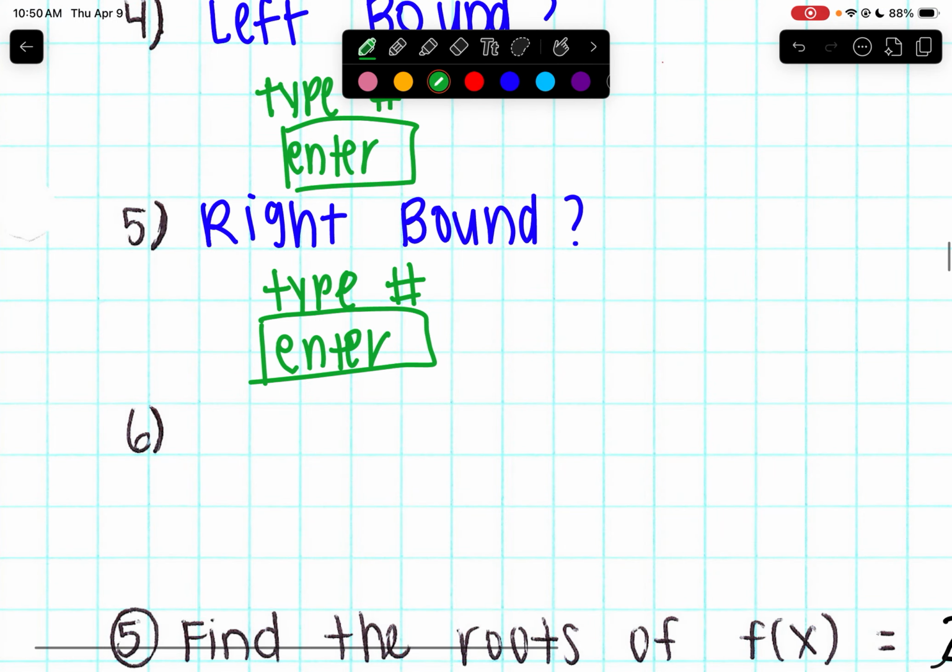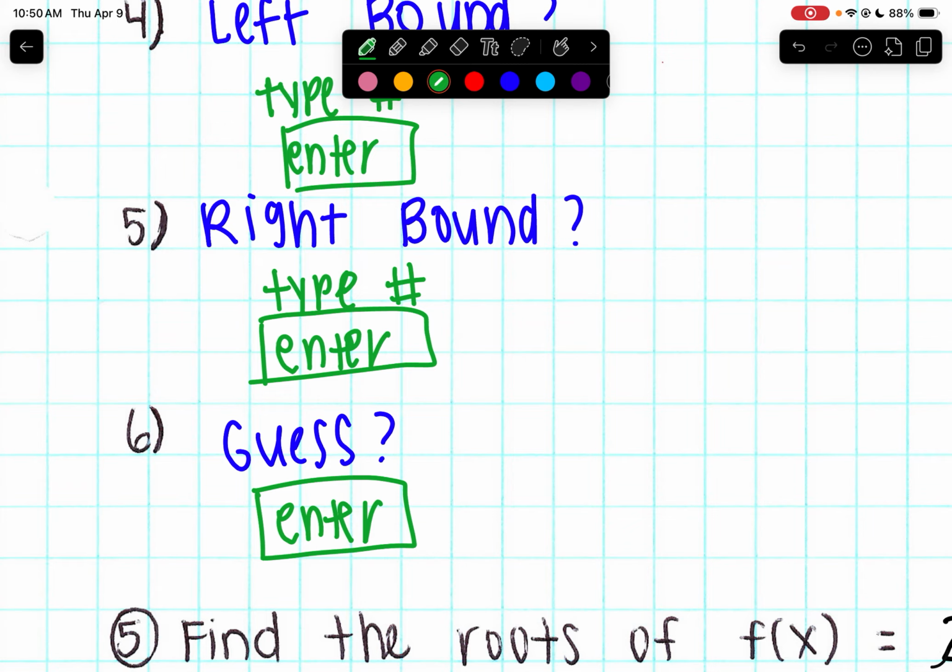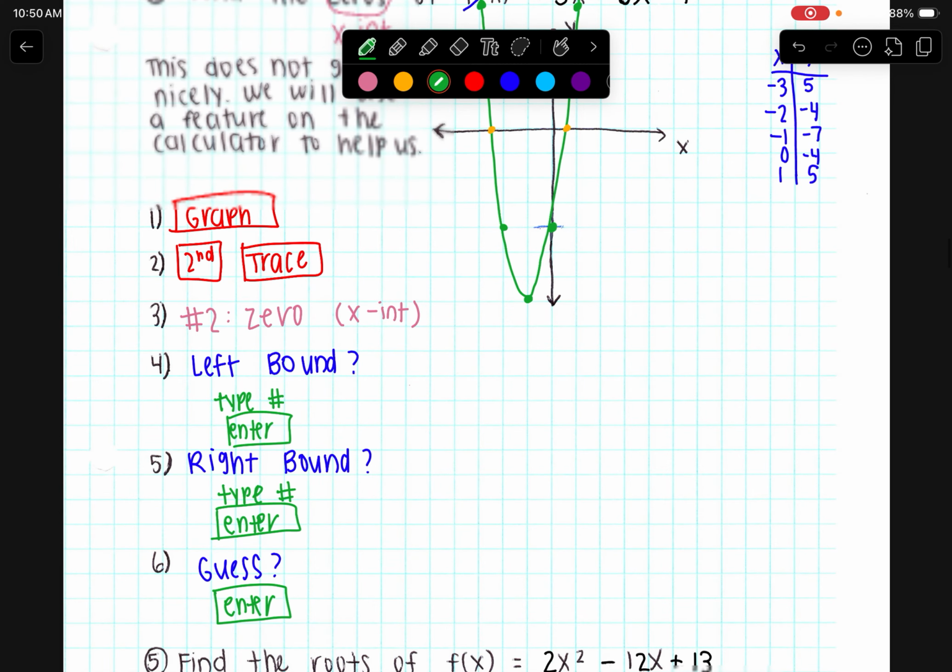And then the last thing it's going to ask you is to guess. Now, we are not going to guess, so we're just going to bypass that. I'm just going to press enter. So, straight from guess to enter. You're not going to type anything in. So these are the instructions on what we're going to do.